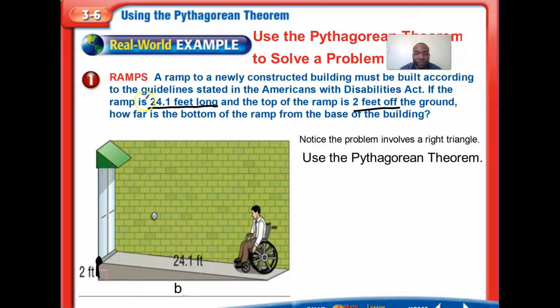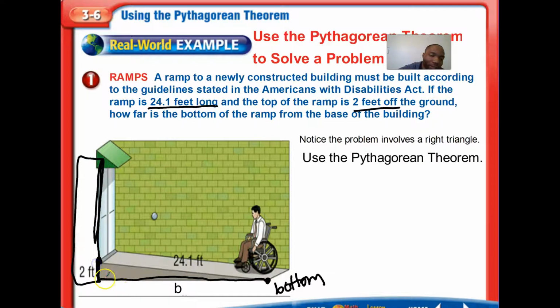So, how far is the bottom of the ramp from the base of the building? This is the bottom of the ramp, which is right here. From the base of the building. This right here is your building, and this is the base of the building. So they want to know how long this side right here is.